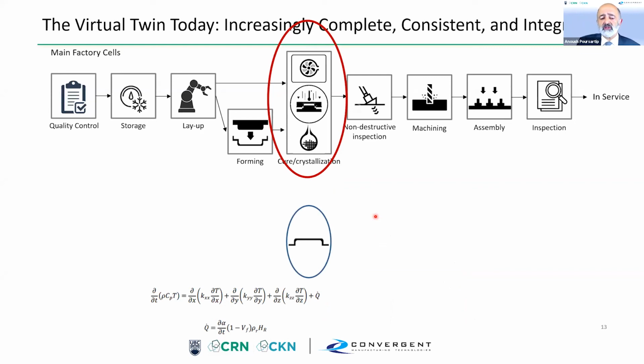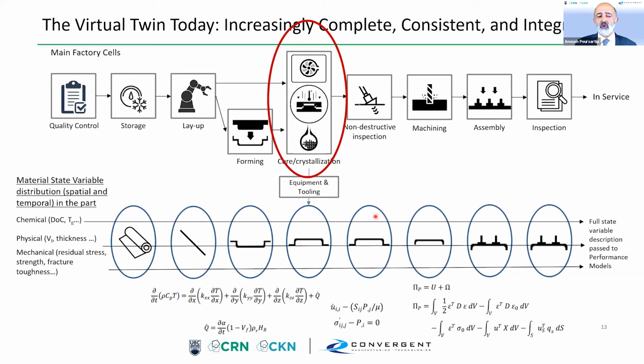We can put in very complex material descriptions. A major advance is we actually represent the equipment and tooling, which plays a very big role in the response of the system. More importantly, we are fleshing out a complete systems approach to simulation. So what we now have is this concept where we have material state variable distributions, both spatial and temporal, for the part right across the whole process chain, and we track things systematically in terms of chemical, physical, and mechanical state variables. And the key is that we bring in the effective equipment and tooling at all steps. So at the end of this, we actually have a full state variable description that can be passed on to performance models. We can already pass degree of cure, thickness, volume fraction, residual stress.